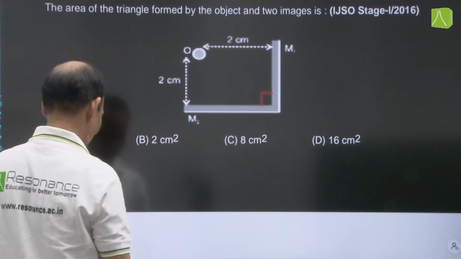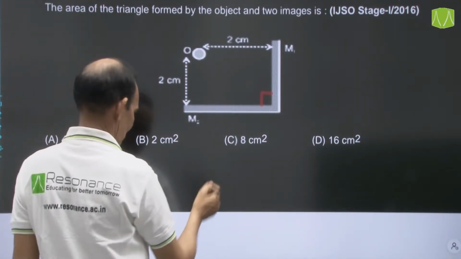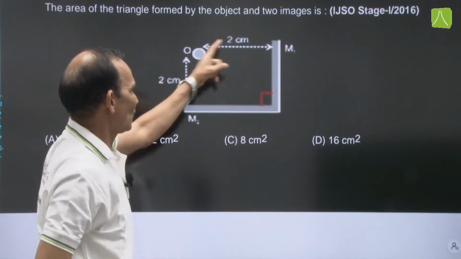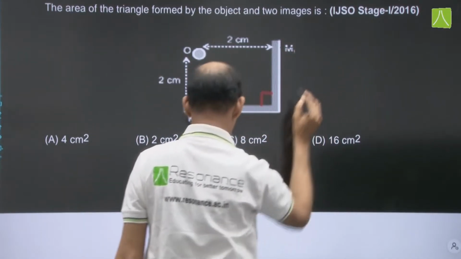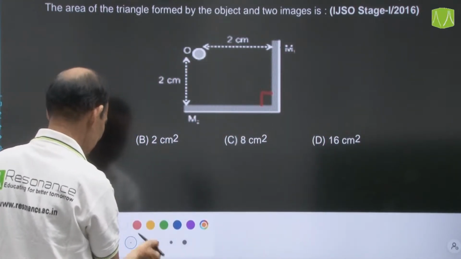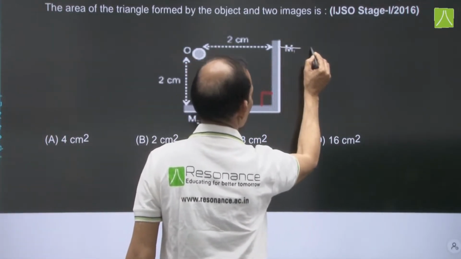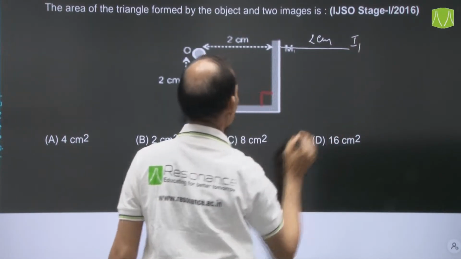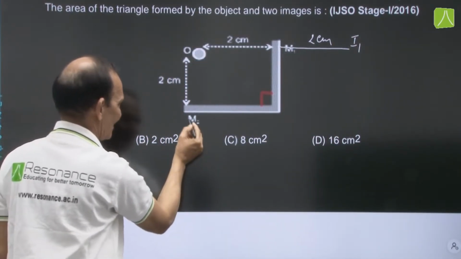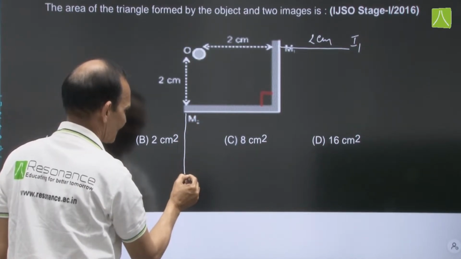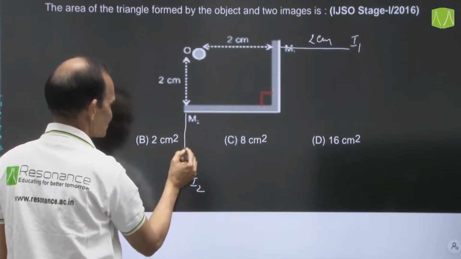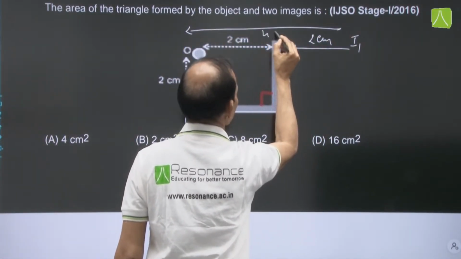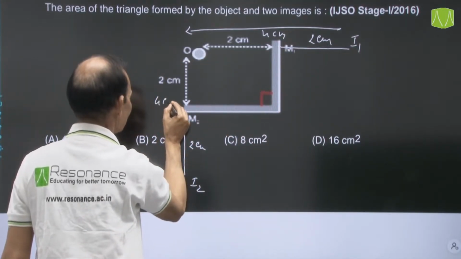Think about this. The object distance is 2 centimeter. The image of O by mirror M1 will be at 2 centimeter. Suppose it is I1, and the image of O formed by M2 will also be at 2 centimeter. It is I2. We can also write that the total distance will be 4 centimeter.